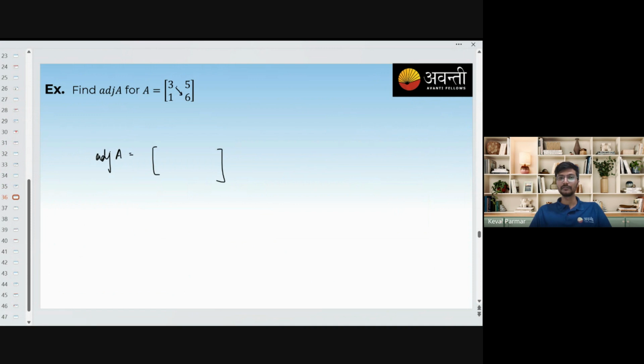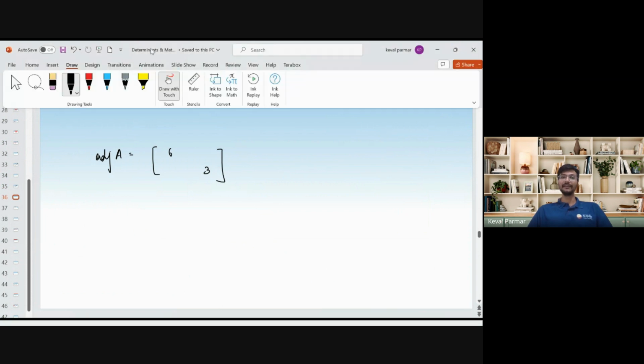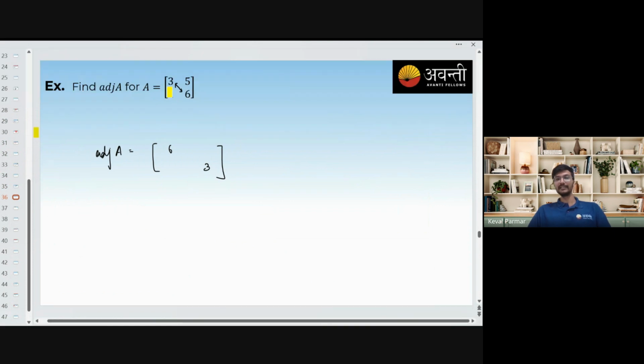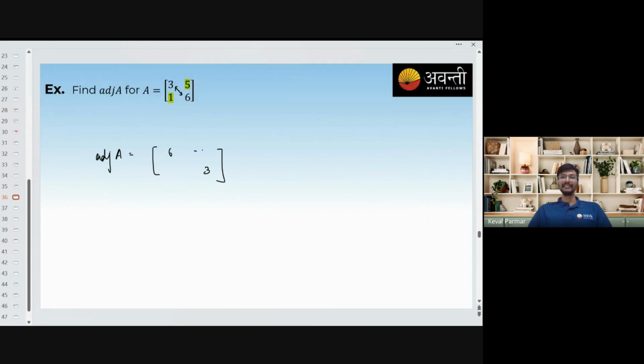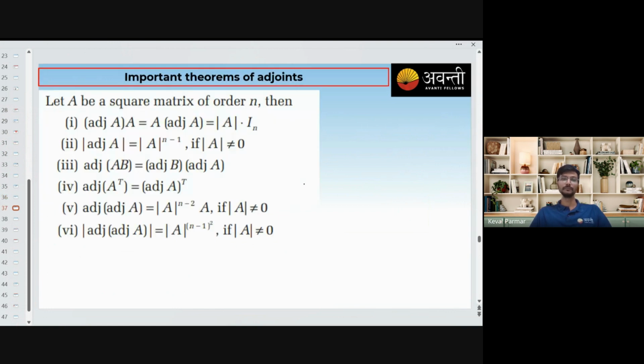Interchange these diagonals. The principal diagonal. Interchange the principal diagonal. And the other two diagonals will be changing in sign. That means this will become -5 and this will become -1. Correct? I hope you got it. This is valid only for 2 cross 2.